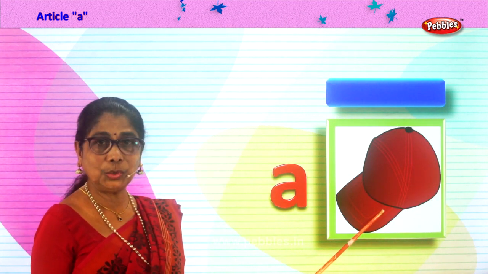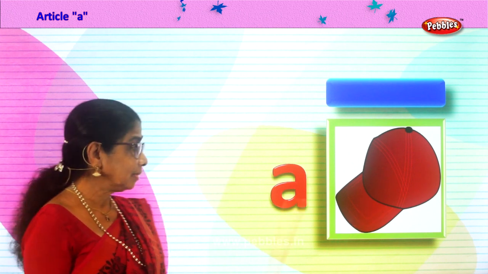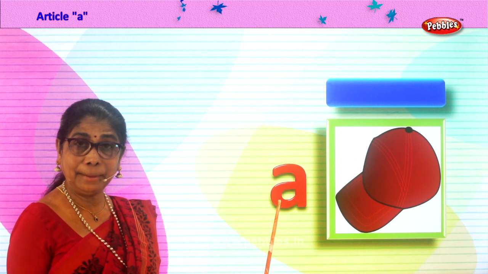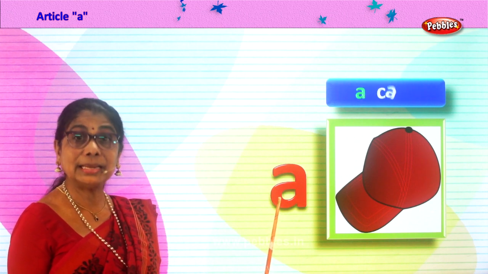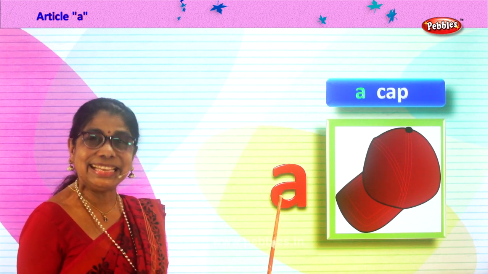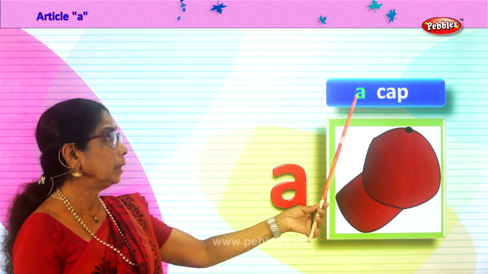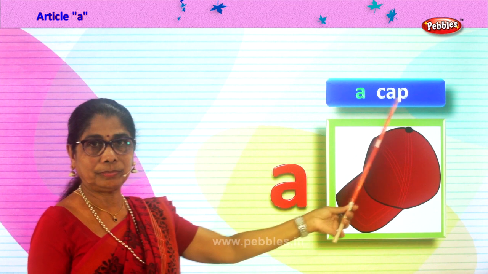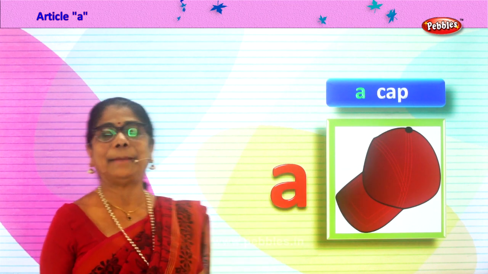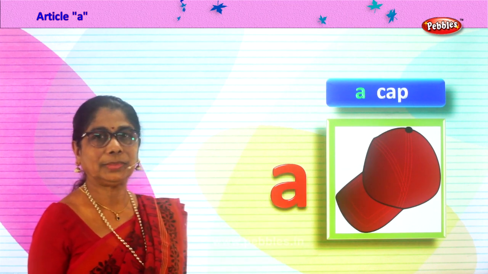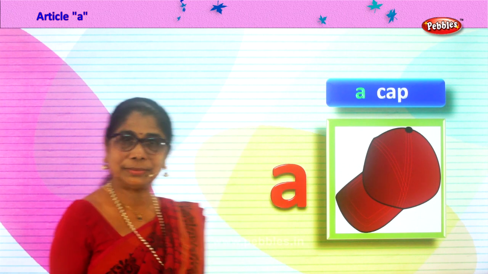Let's look at another picture. What is this? You wear this on your head, don't you? Cap. Article A is put in front of the consonant C, letter C. So you read it as a cap. A cap. Read a cap. Good.